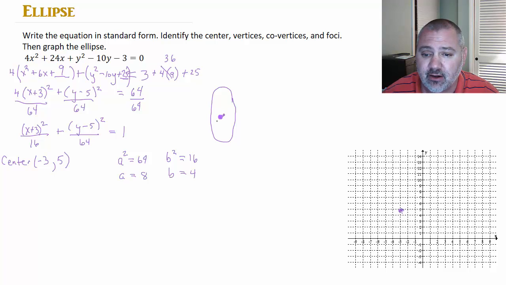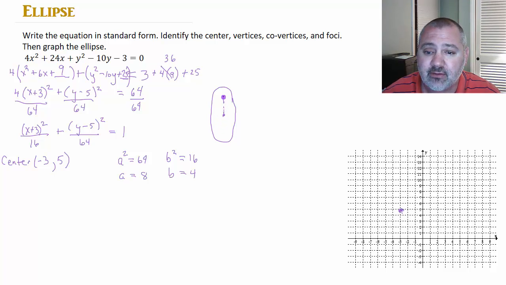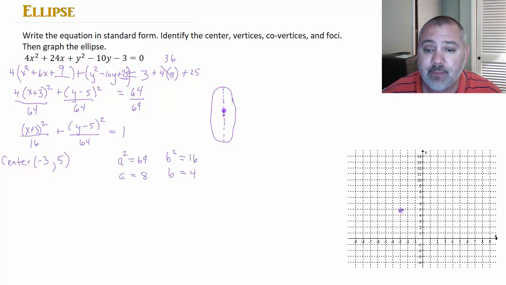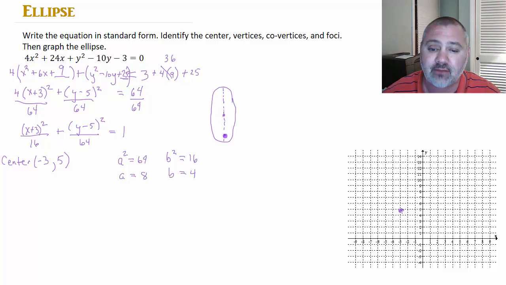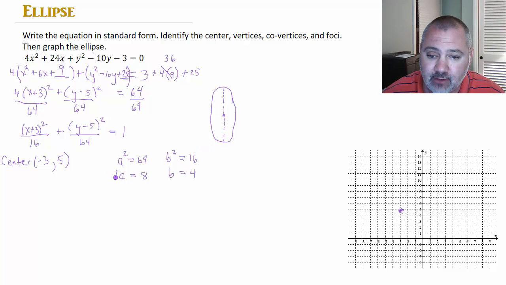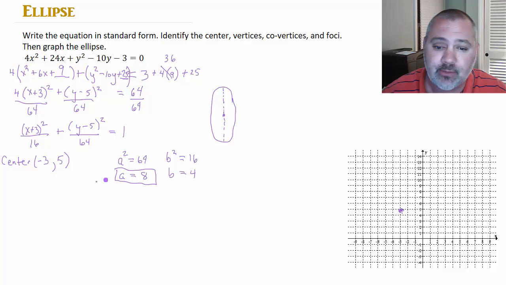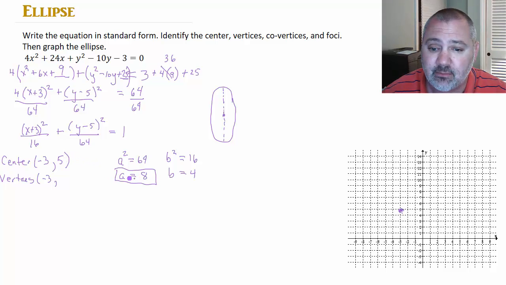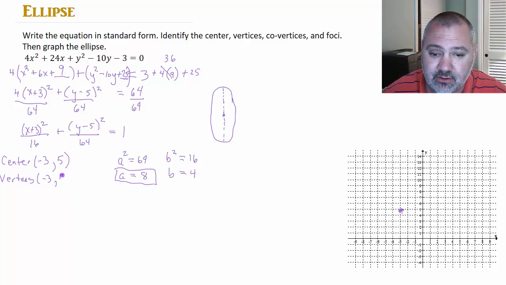So if our center is here, our vertices have to be vertical to the center. So we have to shift up and down to find the vertices. We're going to use our a value there. And since we're going up or down, we're going to add it and subtract it to our y value. So our vertices will be at -3, comma, 5 plus 8 and 5 minus 8. So 5 plus 8 is 13, and 5 minus 8 is -3.